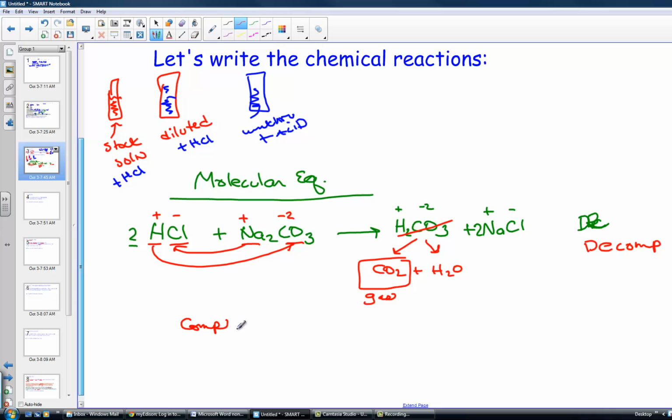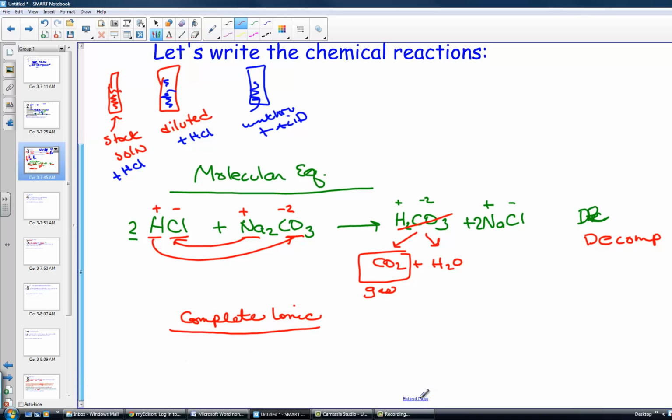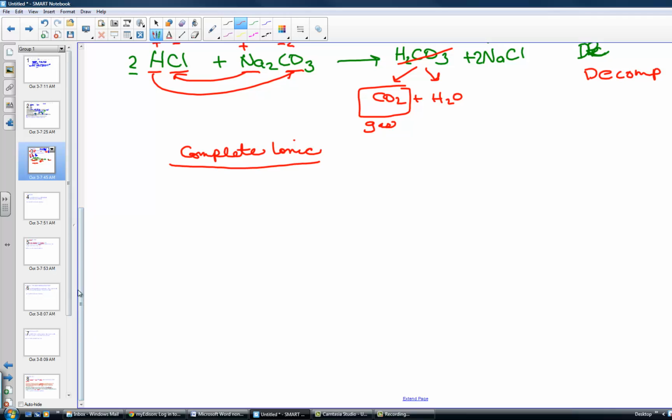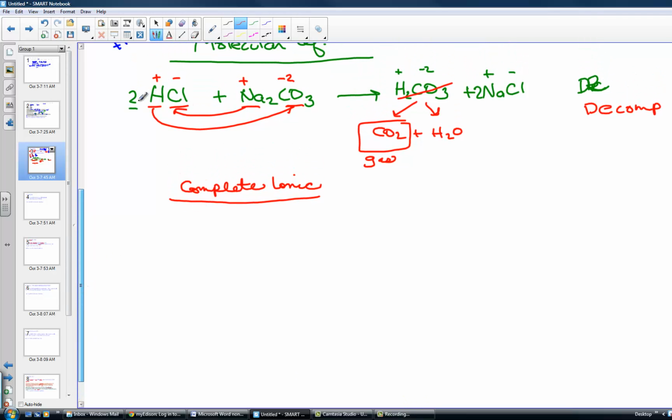Let's turn this into a complete ionic equation. Break apart only the strong, correct? So breaking apart anything that is a strong electrolyte. HCl is one of the 7 strong, so we need to break that apart: 2 hydrogen ions and 2 chloride ions. When HCl separates, as strong electrolytes do, they dissociate into their ions. We get 2 groups of hydrogen ion and 2 groups of chloride ion.